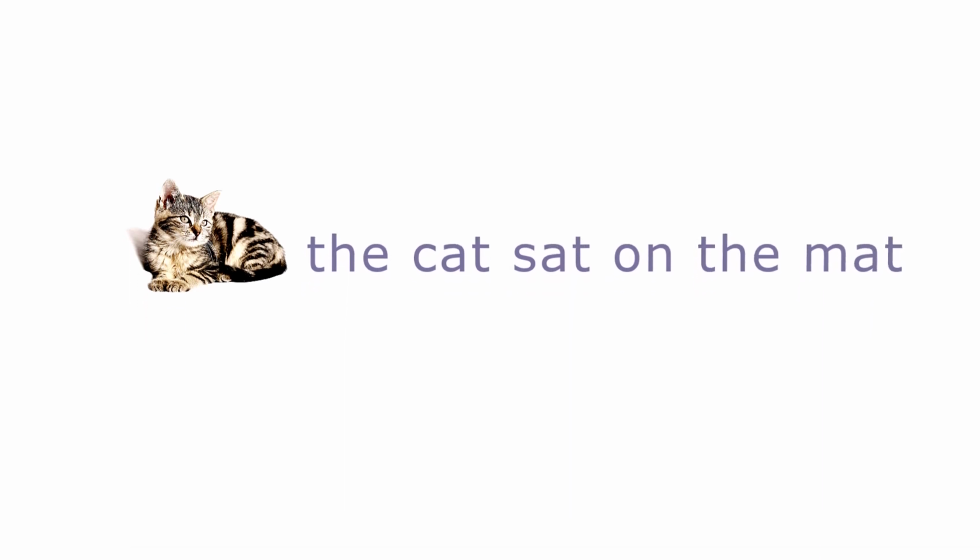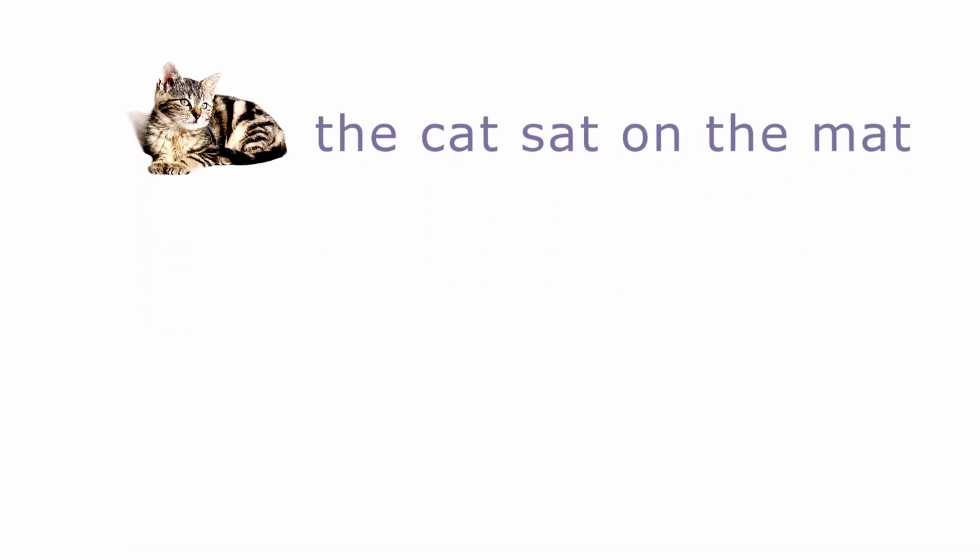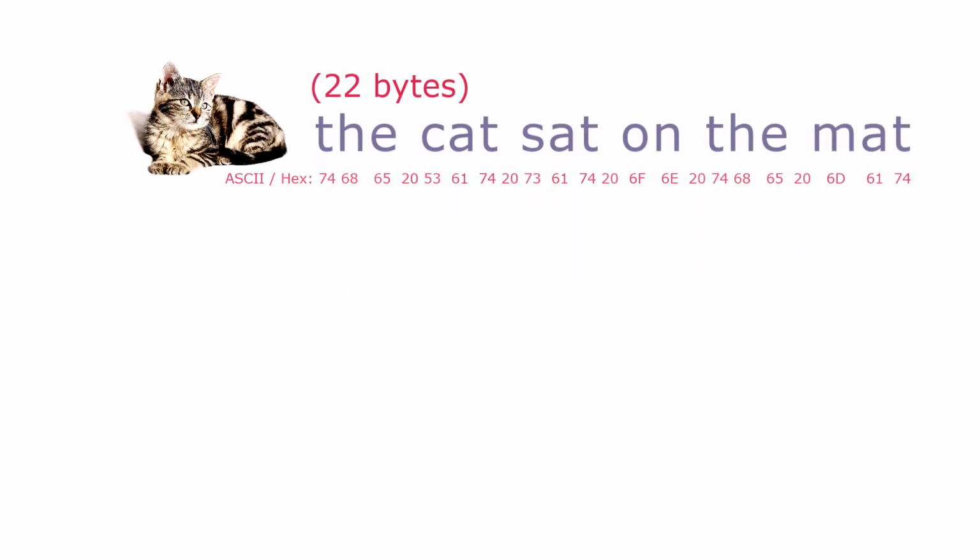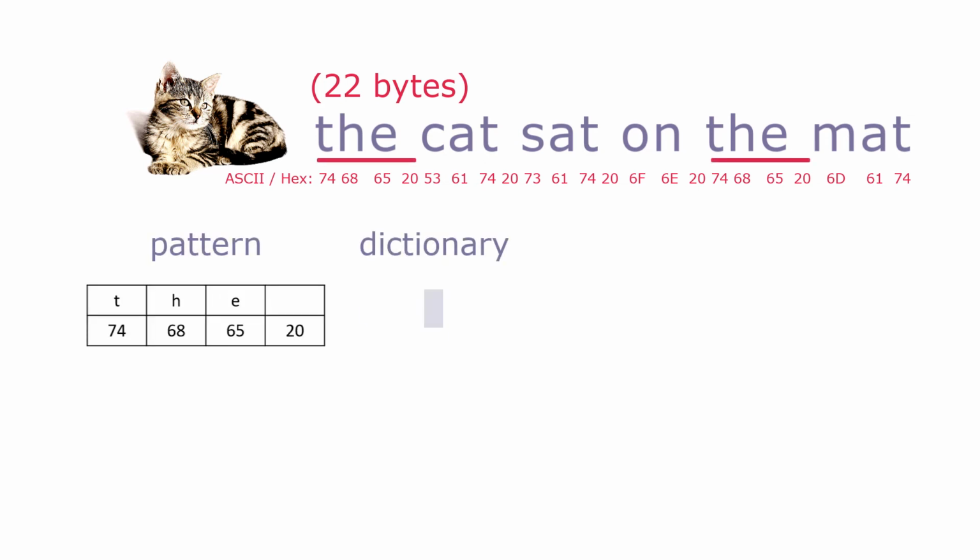Let's assume our data is a text string. The cat sat on the mat. This consists of 22 bytes of data, assuming we are using ASCII encoding, 1 byte per character. We can see there are some repetitive patterns, so let's assign these dictionary values as follows. THE space equals 1, a T space equals 2.